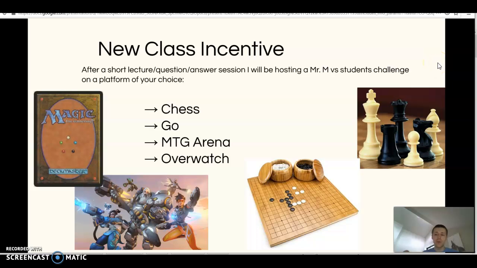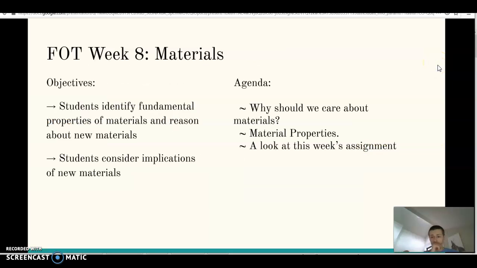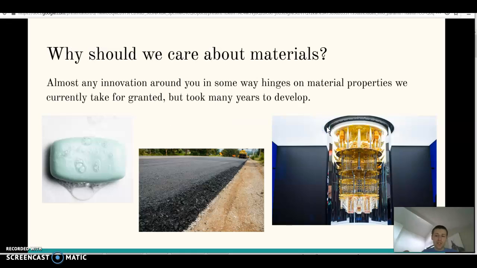And without further ado, what are we doing this week? We're talking about materials. We're going to identify fundamental properties of materials and reason about new ones, and we're going to consider implications of new materials. We're going to talk about why we should care about these things, and some useful properties, and then we'll take a look at this week's assignment. So let's go ahead and get to it.